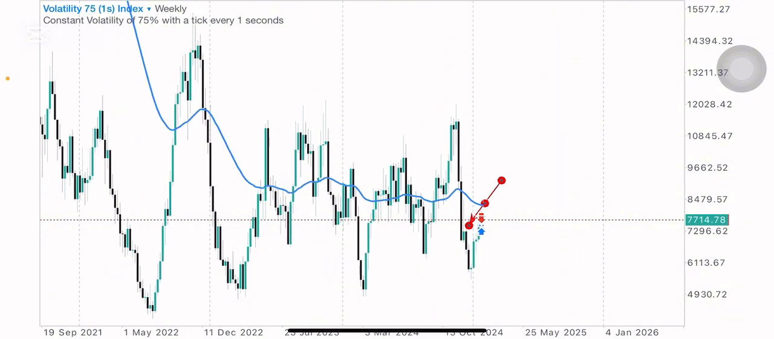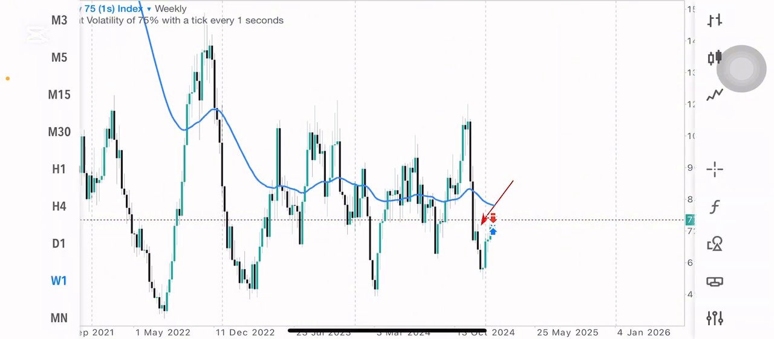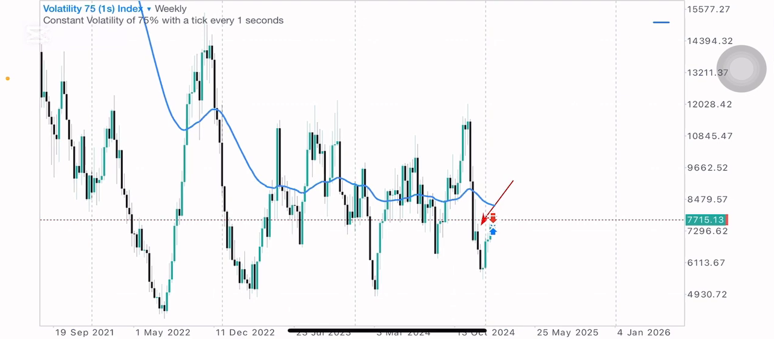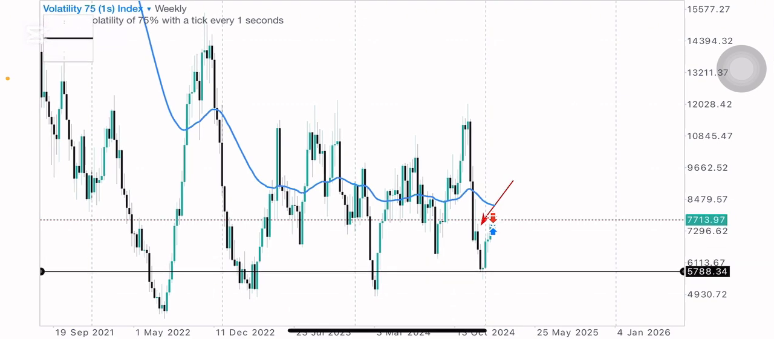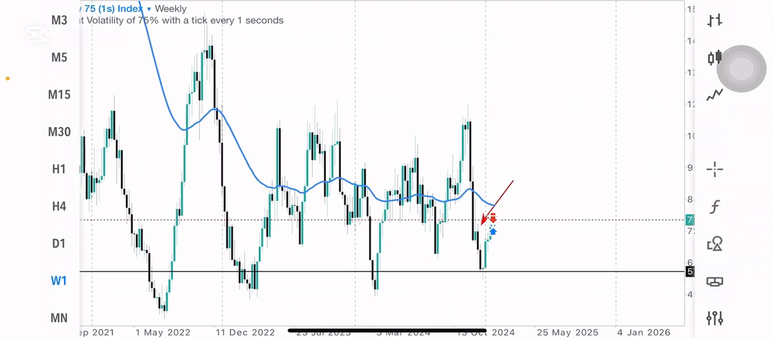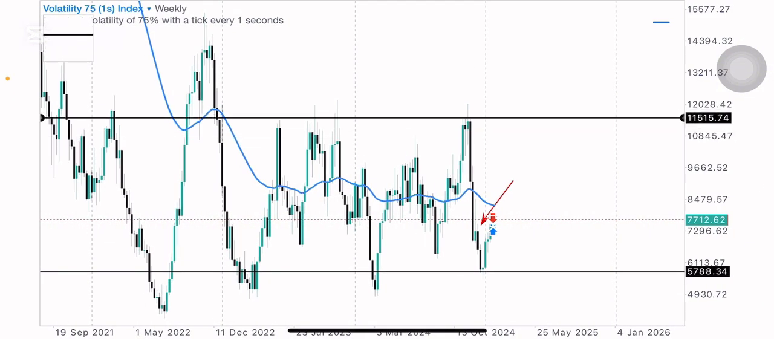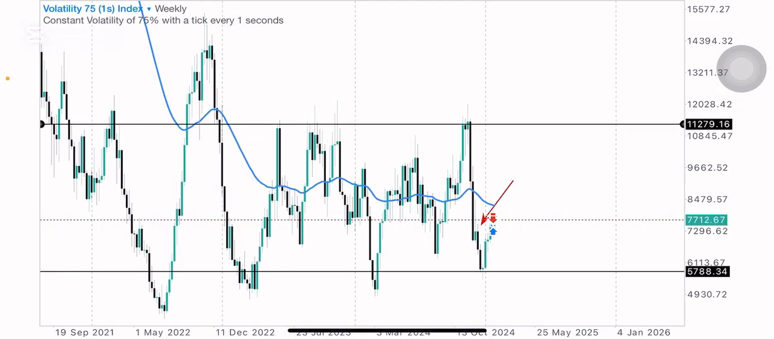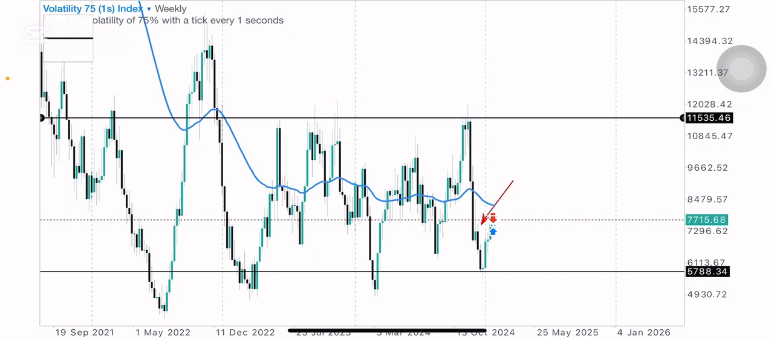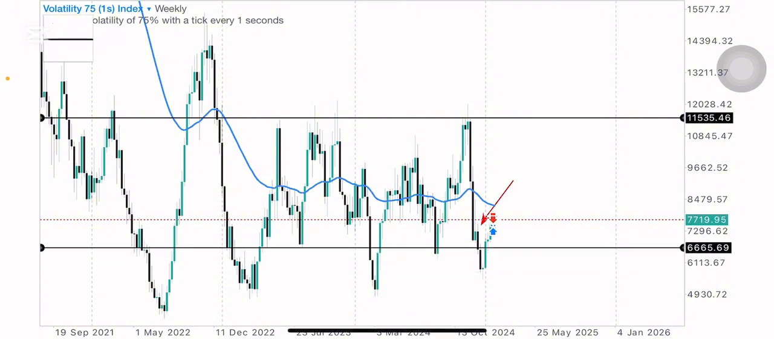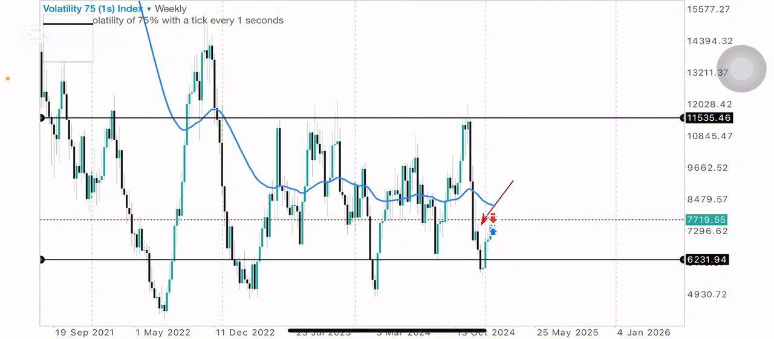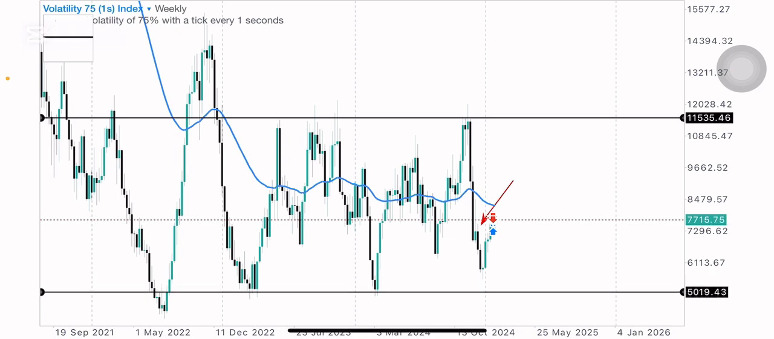So this is the weekly time frame on VIX 75 1S. We want to mark the low. This is the most recent low price has created, and this is the highest high where price has reacted multiple times. Basically I want to place this where price has reacted multiple times. There is no clear point where price has reacted multiple times, apart from here. Price has reacted here multiple times. I think that's where we should take.